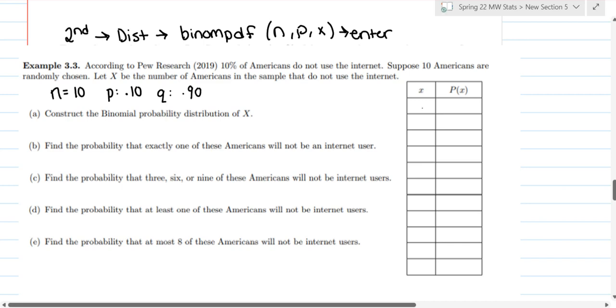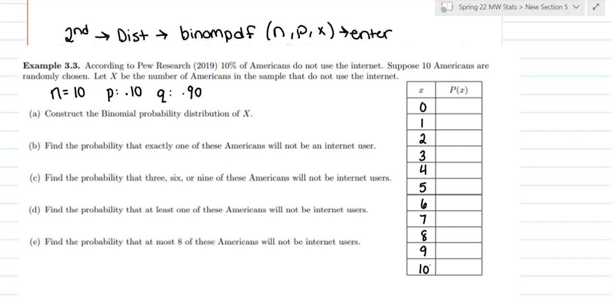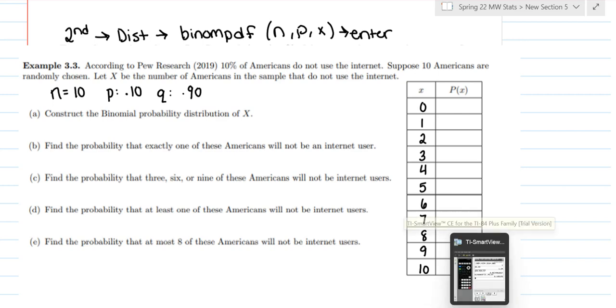And then we want to construct this probability distribution from 0 to 10. And I'm not going to give you guys any more than 10. Now you can do the Binomial PDF for each one of those, but there's an even shorter way to do this. Okay, so I'm going to show you guys that. We are going to use a list.